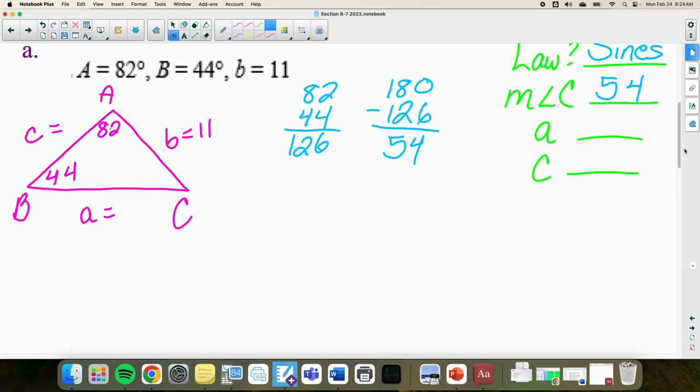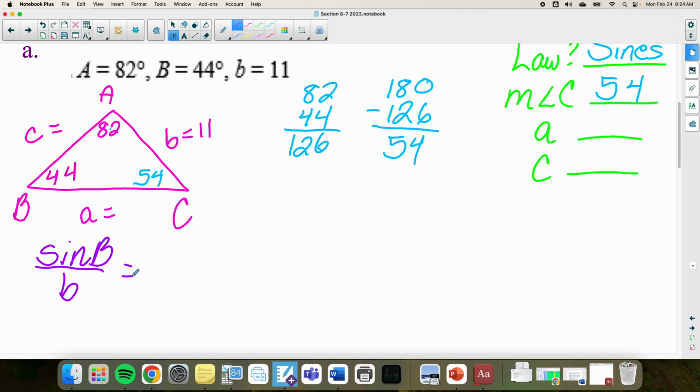Now, law of sines. We just found this to be 54. For law of sines, you need to know an angle and its opposite side. And what we know here is angle B and little b. So I'm going to go sine of B over little b.